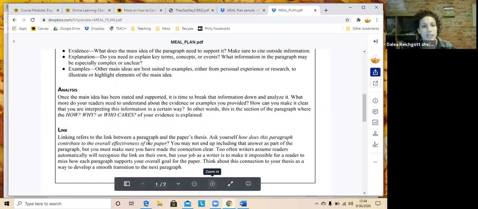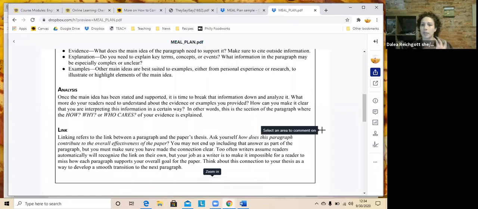So here it says that you're linking back to the paper's thesis. So you kind of have two options. You can either link back to the thesis and say, this is how I'm explaining this larger point to you, or you can link into the next paragraph by saying, this point is helpful in understanding our larger argument, but also we need to look at this point. So you're leading into the next kind of idea that you want to talk about.